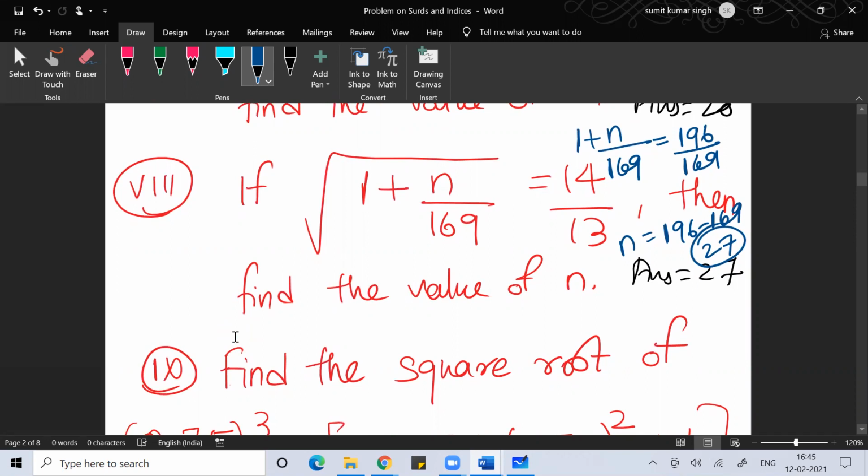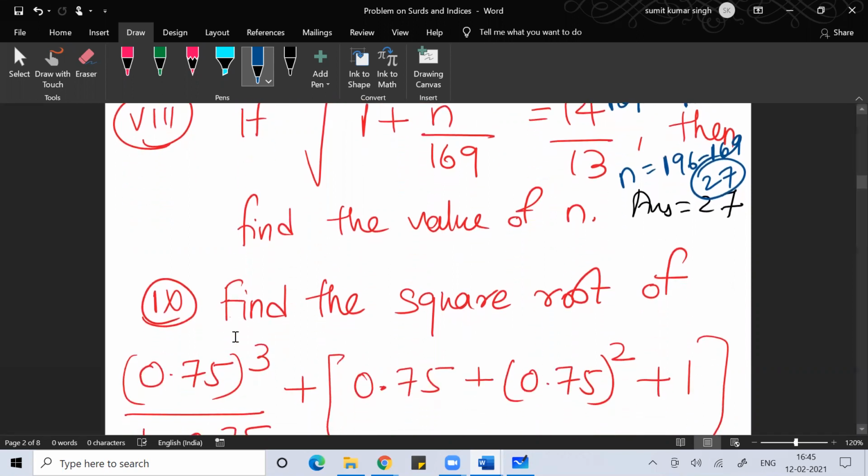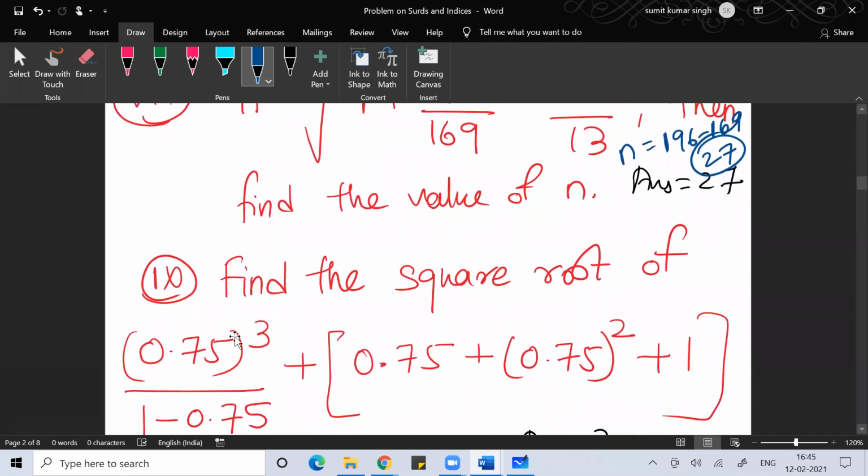Clear? Anyone doubt? No. Solve this question.